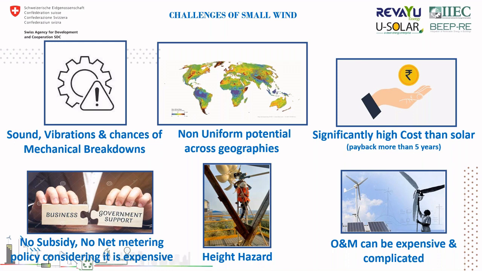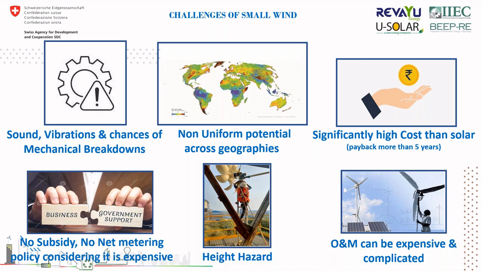Since wind has rotating parts, one hindrance can be some sound, vibration, and chances of mechanical breakdowns. Wherever there are moving parts, unlike solar, which has no moving parts, there can be electrical failures in that, but mechanical failures, obviously, are pre-covered. So that's one of the challenges that small wind has to face. How we face it, we come to later.